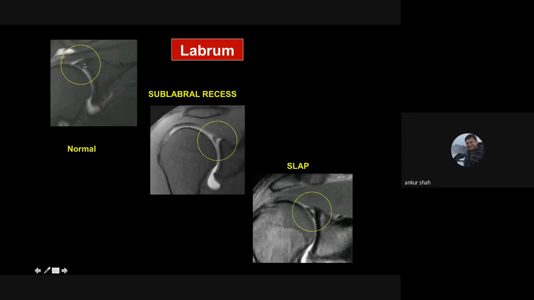Similarly, there can be sublabral recess, like here. From 11 to 1 o'clock position, there can be a defect between the labrum and the glenoid, and this is a normal sublabral recess. How do we differentiate it from a SLAP tear? There are 2-3 different guidelines.